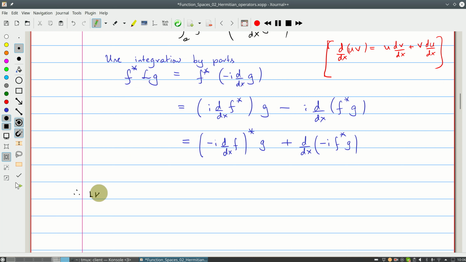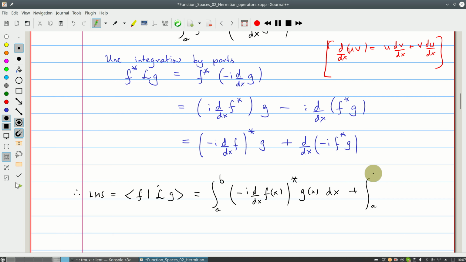That gives us, therefore, the left hand side, which is f L g, equal to the integral from a to b of minus i d by dx f of x star g of x dx, that's the first term. And then we have plus the integral from a to b of this perfect differential, minus i f star g dx.